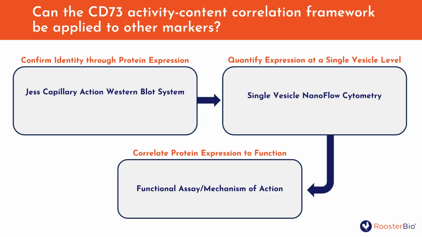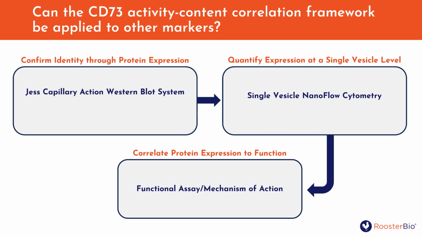For this webinar, we confirmed identity through protein expression, quantified that expression at a single vesicle level, and then correlated the expression to function. Although we use capillary western and single particle nanoflow cytometry to determine CD73 content before following it up with a CD73 specific functional assay, the main takeaway is that you want to use orthogonal analytical methods to measure EV content changes throughout production, and then you want to investigate how that content is correlated with marker-specific function. Marker-specific function is key here because you don't want your potency assay to accidentally measure the wrong thing.